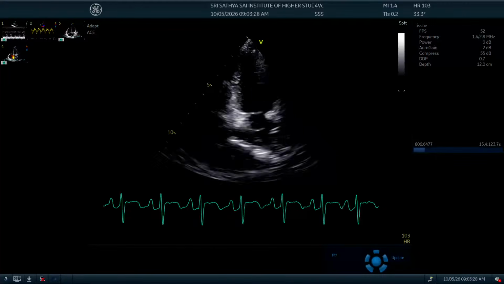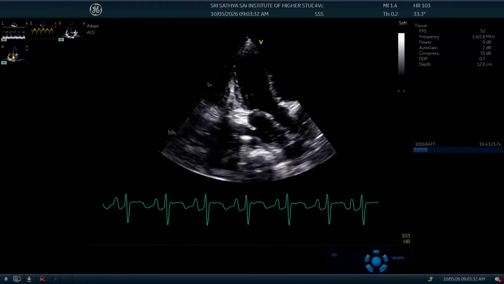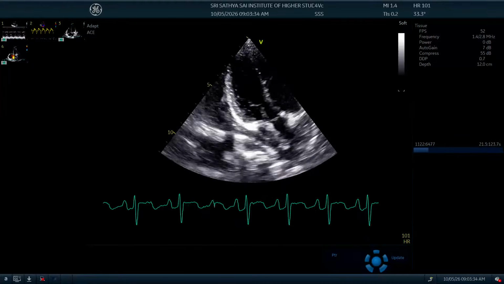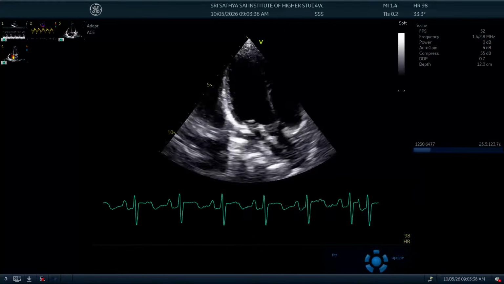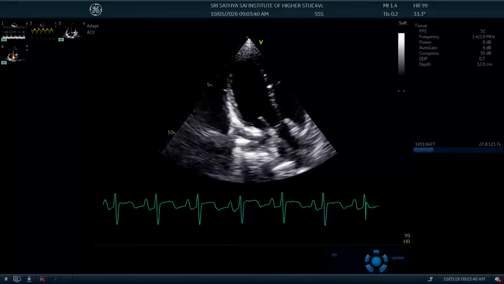Coming to the apical three-chamber view, it is actually plaques from the apex. It is used to visualize the LVOT and aortic valve from a different angle for Doppler measurements.